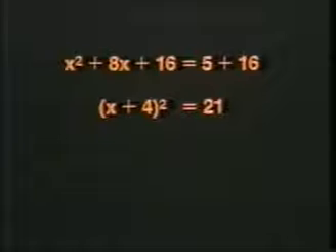Now the expression on the left is a perfect square, and we write it that way, which gets us right back to method number 1, the square root method. Why? Because taking square roots works whenever we have just a square and a number. Exactly what we have right now.